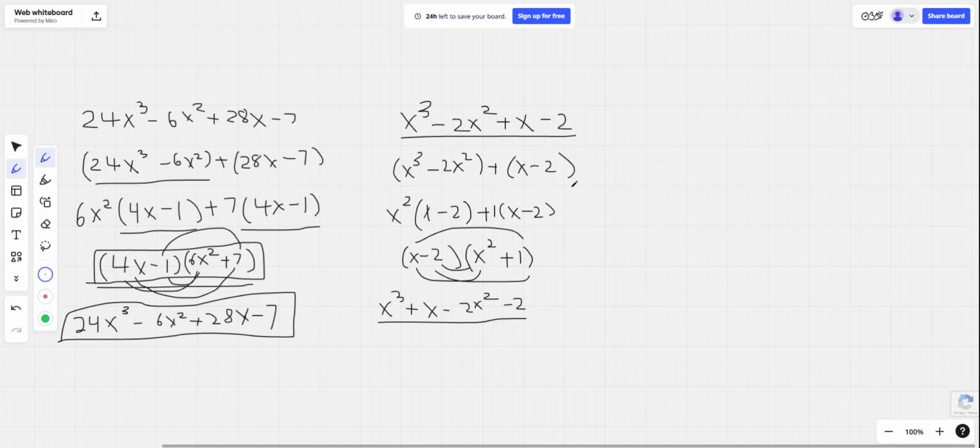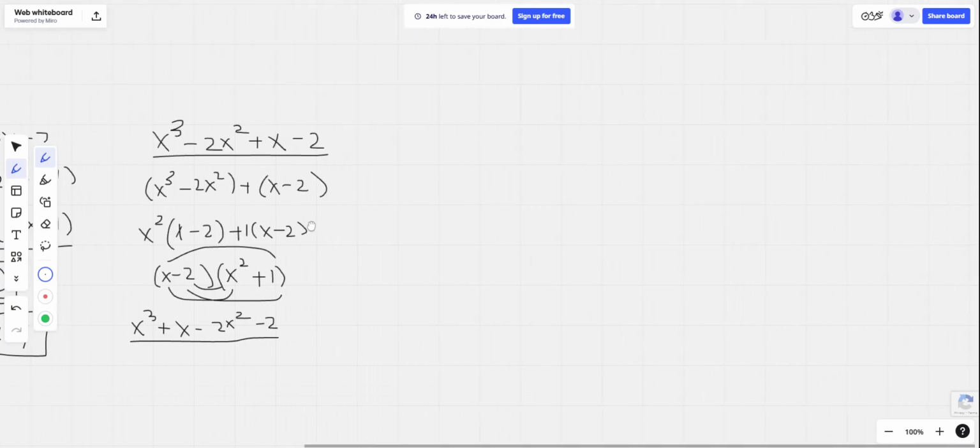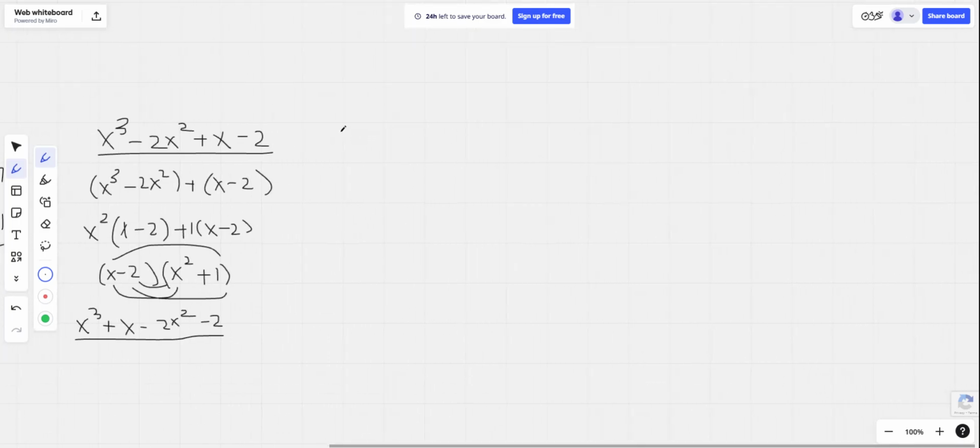So you don't want to make the mistake of not seeing what you can factor out. Either you could factor out a power of x, or you could factor out 1. They're all very important to keep in mind. Now let's look at another example of a common mistake.